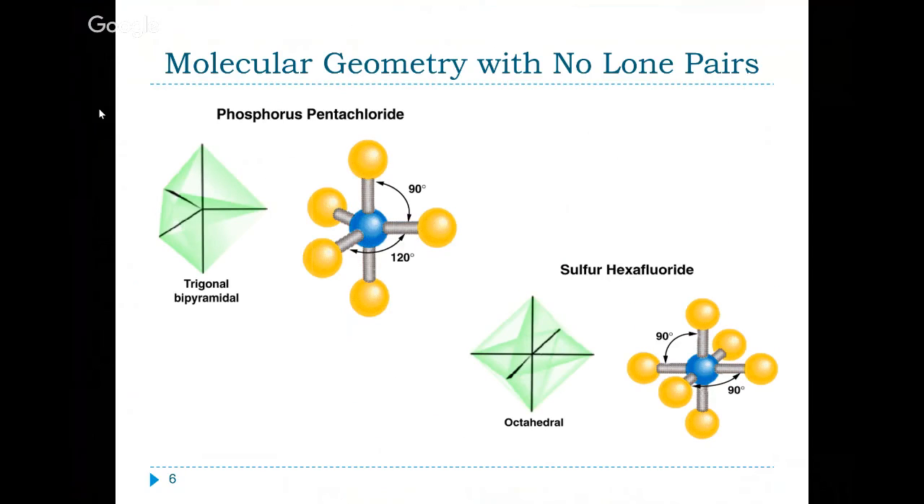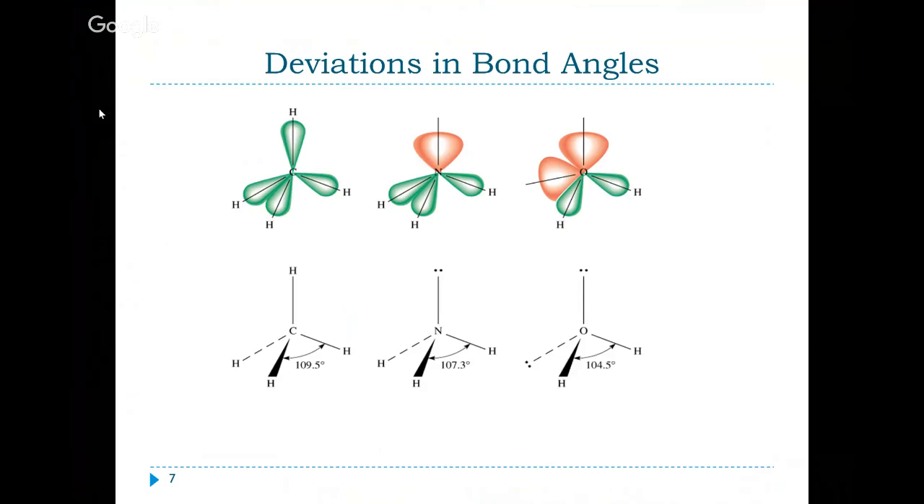In phosphorus pentachloride, we have trigonal bipyramidal, so 5 atoms surrounding the central atom. We have bond angles of 90 degrees and 120 degrees. And then sulfur hexafluoride is octahedral: 6 atoms surrounding a central atom with bond angles of 90 degrees and, of course, 180 from top to bottom. So then what happens to our bond angles when we have lone pairs of electrons on our central atom?